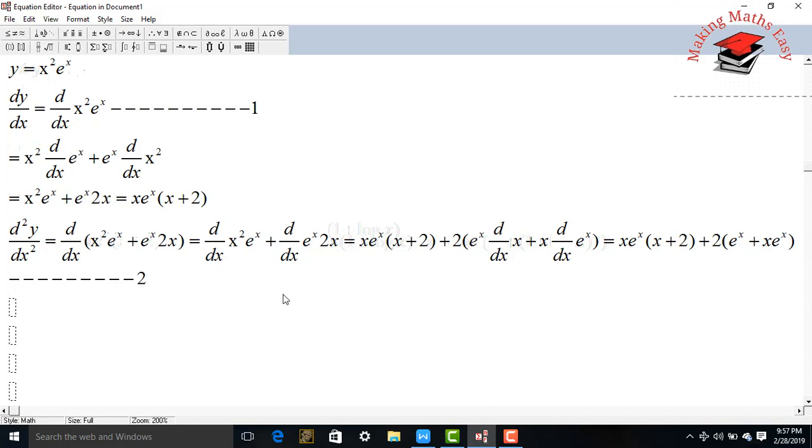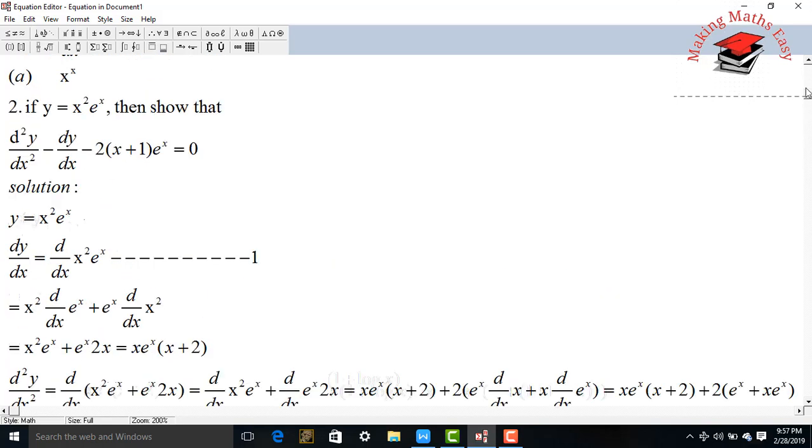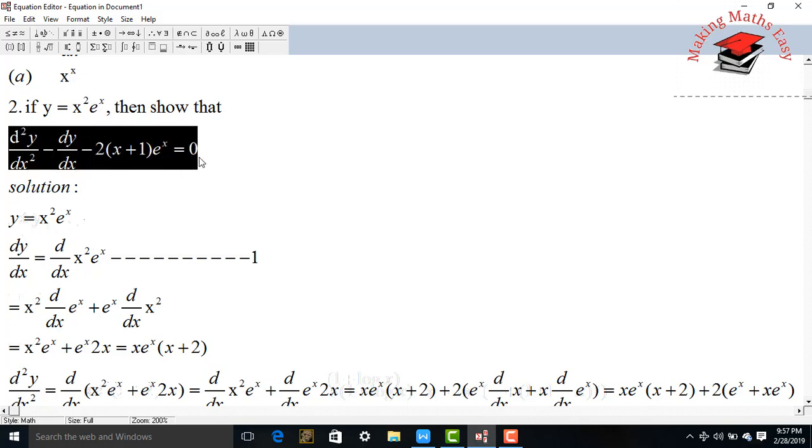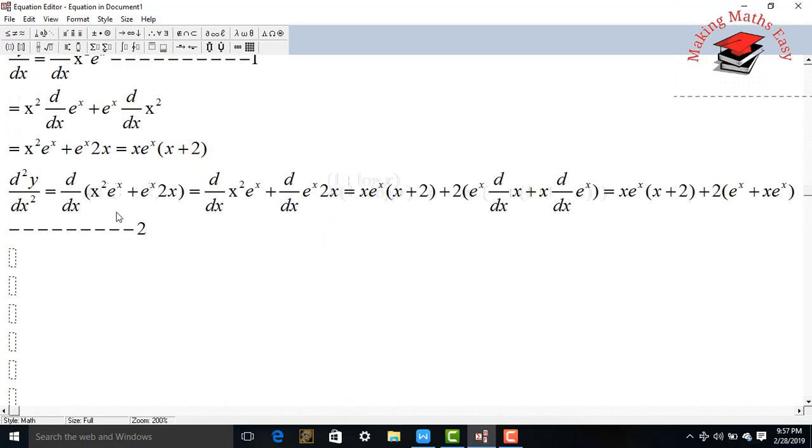2 in this case. So now we have to merge those equations and look at the final, the given equation. The given equation is d square y upon dx square minus dy upon dx minus 2x plus 1 e raised to x is equal to 0. We have to prove it. The given thing we have to prove. So the given thing is this.